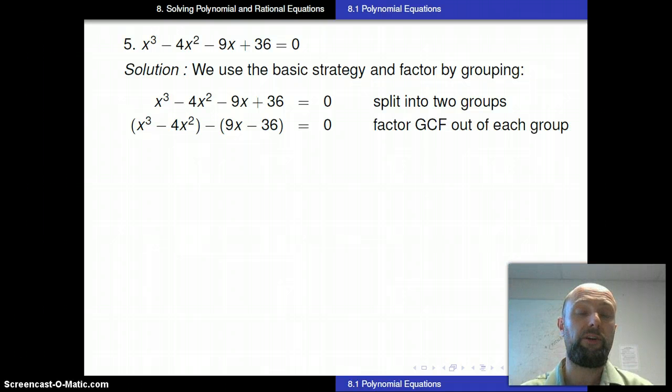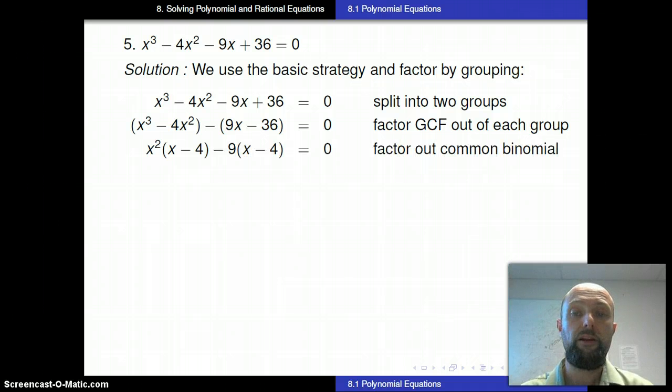Next, we factor out the greatest common factor of each group. For the first group, we have the terms x cubed and 4x squared. The greatest common factor is x squared. When we factor out x squared, we are left with x squared times x minus 4. For the second group, we have the terms 9x and 36. The greatest common factor is 9. When we factor out 9, we are left with x minus 4. Now we factor out the common binomial x minus 4 and are left with x squared minus 9.